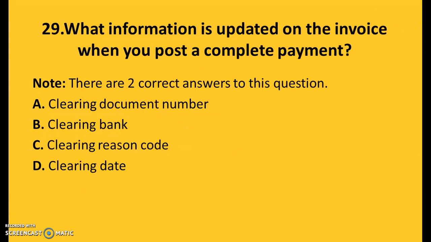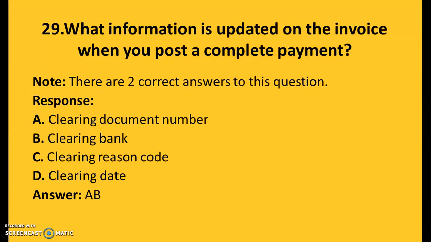What information is updated on the invoice when you post a complete payment? There are two correct answers for this question. So let's see the options. A, clearing document number. B, clearing bank. C, clearing reason code. D, clearing date. You have to write down your answers on the paper. Now, the right answers are A and B. So what information is updated on the invoice when you post a complete payment? It's the clearing document number as well as the clearing bank.